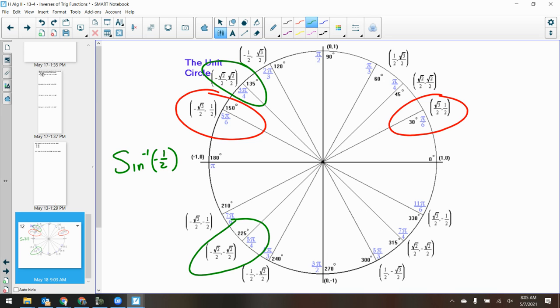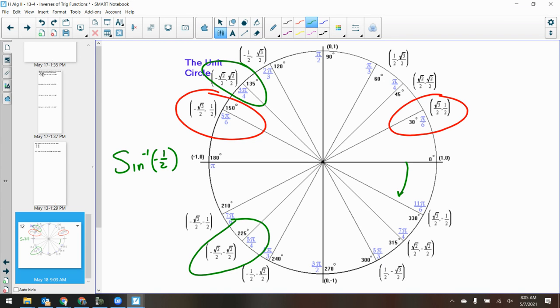Here. Do I want here? No. For sine, I've restricted my domain to be on the right side. Can I give, is 330 degrees an allowable answer? No, because it doesn't fall within my domain of negative 90 to positive 90. So what's a coterminal angle within that domain of 330 degrees?